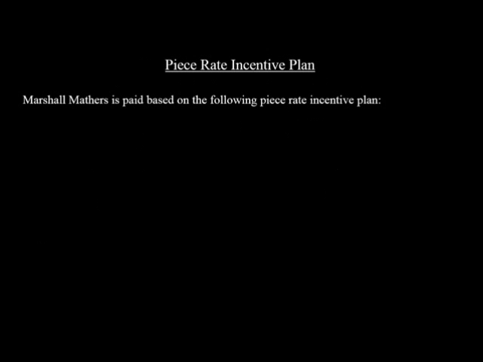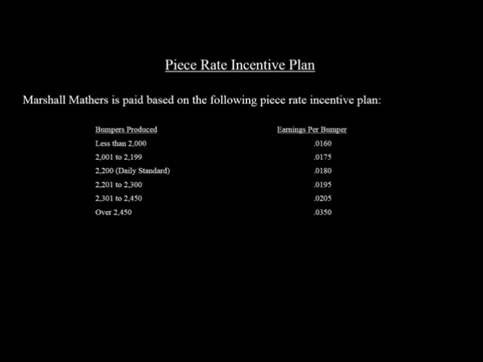The Piece Rate Incentive Plan. Marshall Mathers is paid based on the following Piece Rate Incentive Plan. If he produces less than 2,000 bumpers, he is paid .016 per bumper. For bumpers produced of 2,001 to 2,199, he's paid .0175. For 2,200 bumpers, which is considered to be the daily standard, he is paid .018.